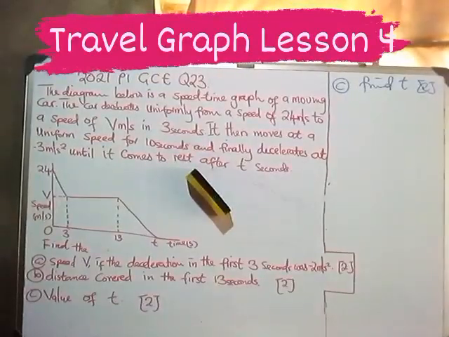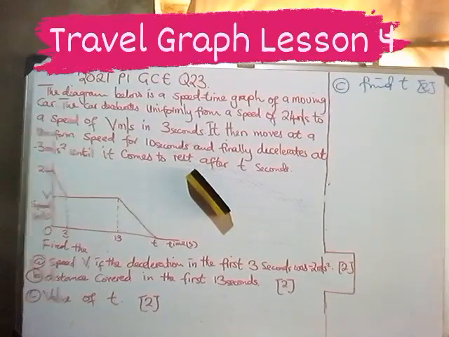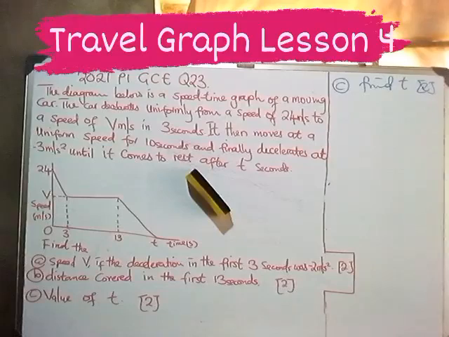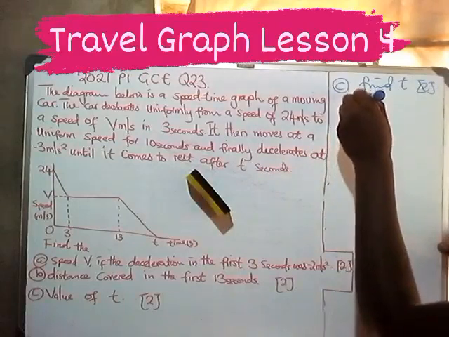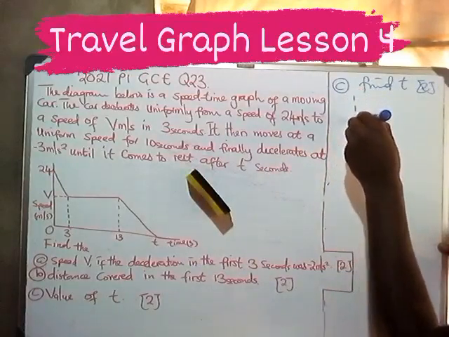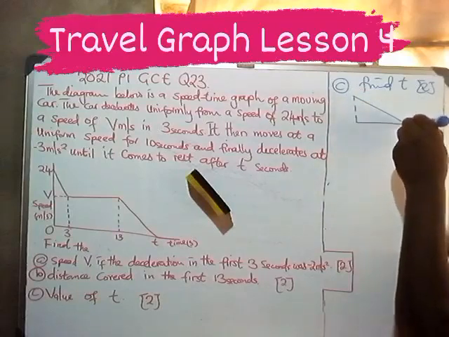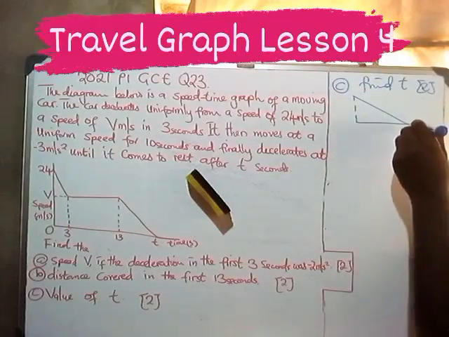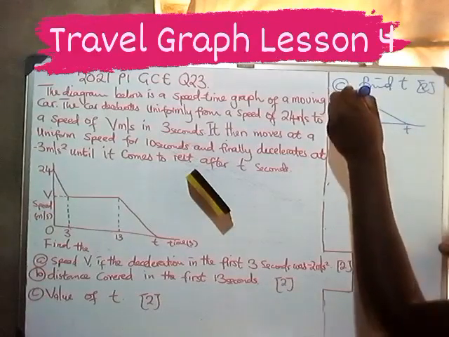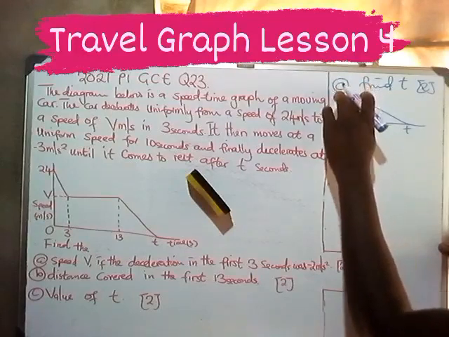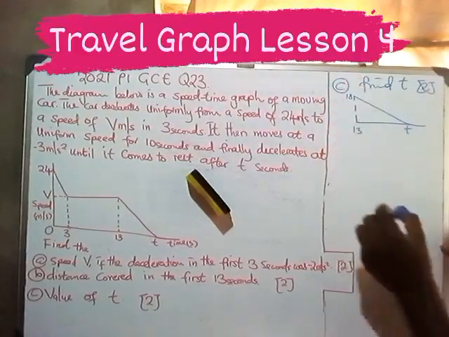So now we find the value of t. The value of t is the time taken. So this means that we have something like this, then this one continues, then we have our t there. And this part here is 13. Then this part here is v, of which we found that v is 18.